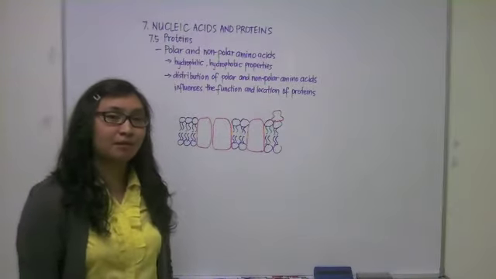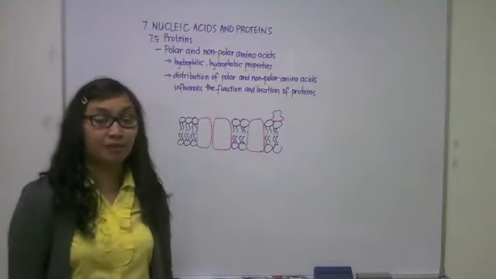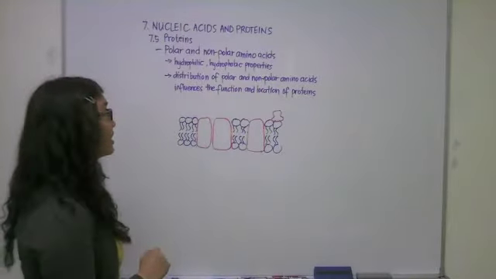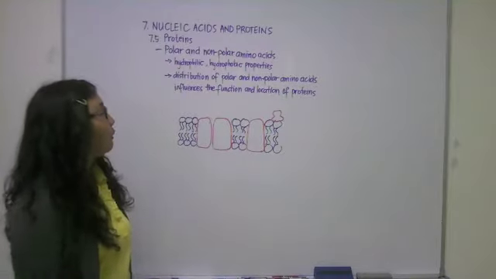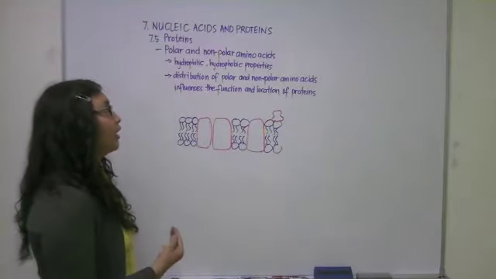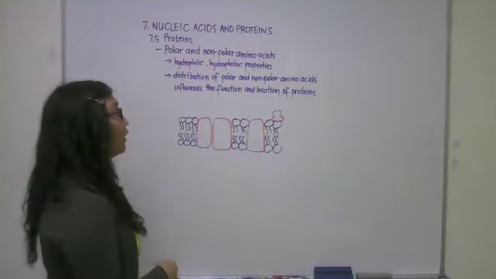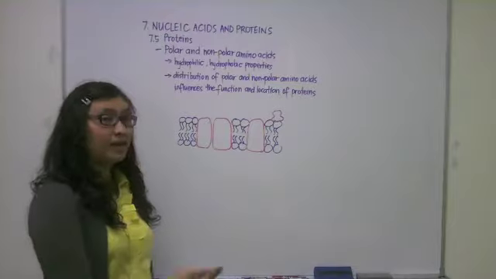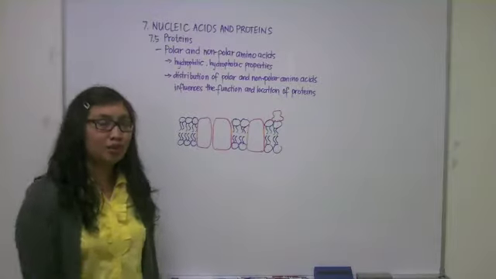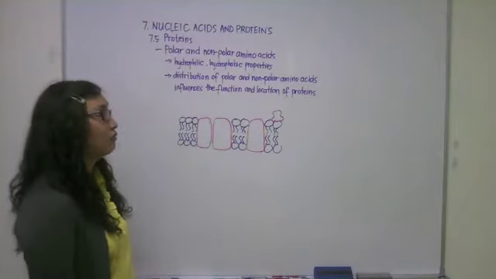So previously in the chemistry of life, the characteristic of a specific molecule determines the properties that it gives. In the case of polar and non-polar amino acids, polar amino acids are hydrophilic, capable of interacting with water, whereas non-polar amino acids are hydrophobic. Hence, they cannot interact with water. So the distribution of polar and non-polar amino acids influences the function and the location of proteins.